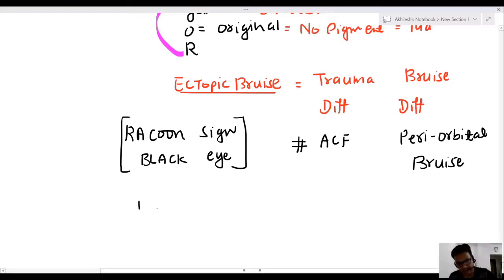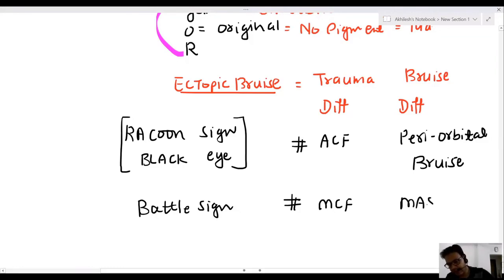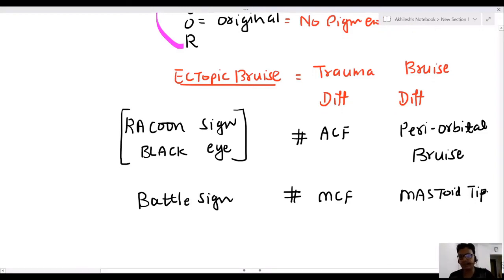Second sign is Battle sign. In Battle sign, fracture is at middle cranial fossa and bruise is at mastoid tip. Remember: anterior cranial fossa fracture, bruise is here at the eye, and middle cranial fossa fracture, bruise is at mastoid tip. These are examples of ectopic bruise.